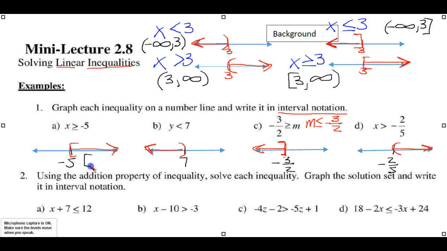So a bracket, right from the graph, -5, comma, positive infinity. Negative infinity, comma, 7, parenthesis, right from the graph. Negative infinity, comma, -3/2, and right from the graph, a bracket. Again, from the graph, a parenthesis, -2/5, positive infinity. Infinity always has a parenthesis.